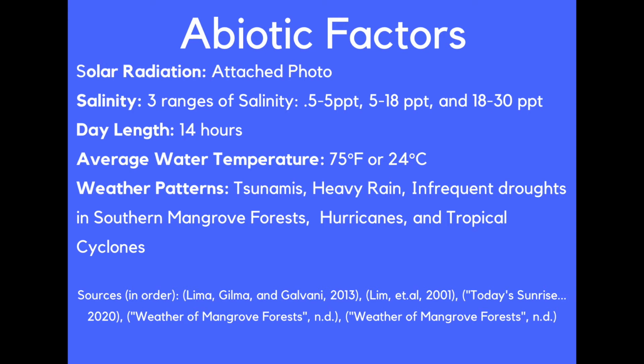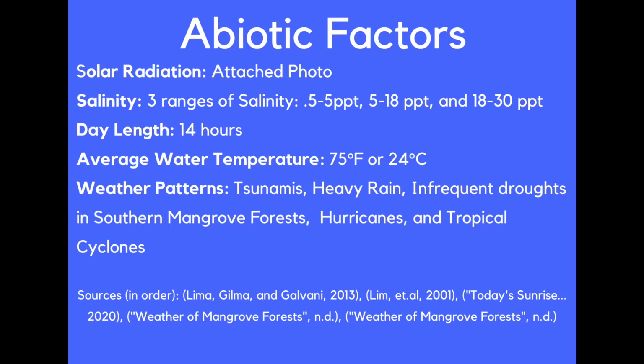In terms of salinity, there are three different ranges of salinity. First is the low salinity range, which is from 0.5 to 5 ppt, which is called the oligohaline. The second range of salinity is called the mesohaline, and it is the intermediate salinity. It ranges from 5 to 18 ppt. And finally is the polyhaline waters, which are high salinity and range from 18 to 30 ppt.